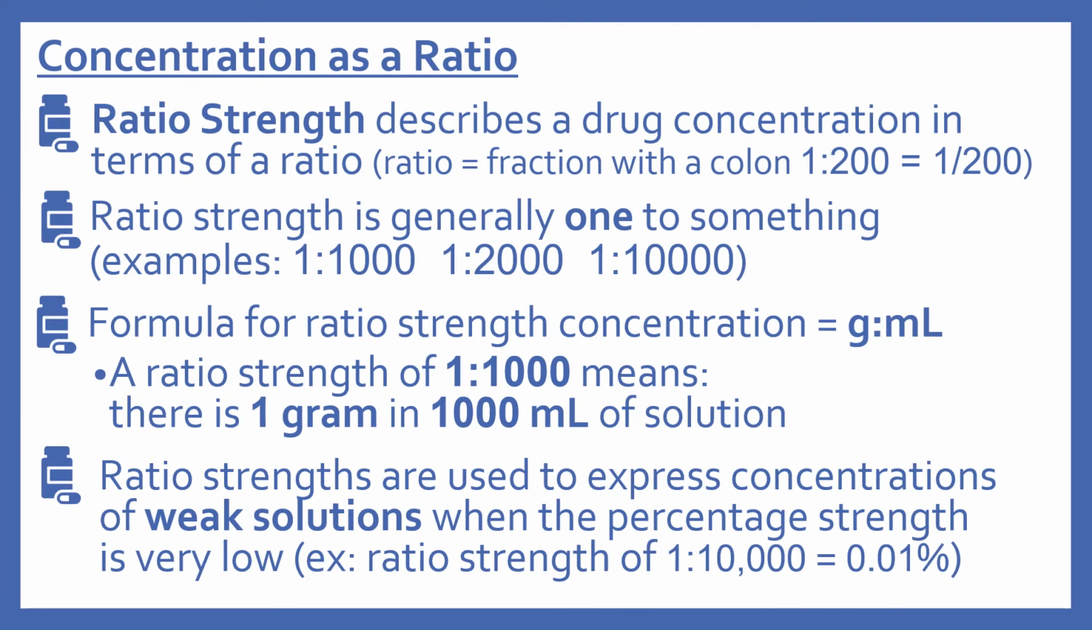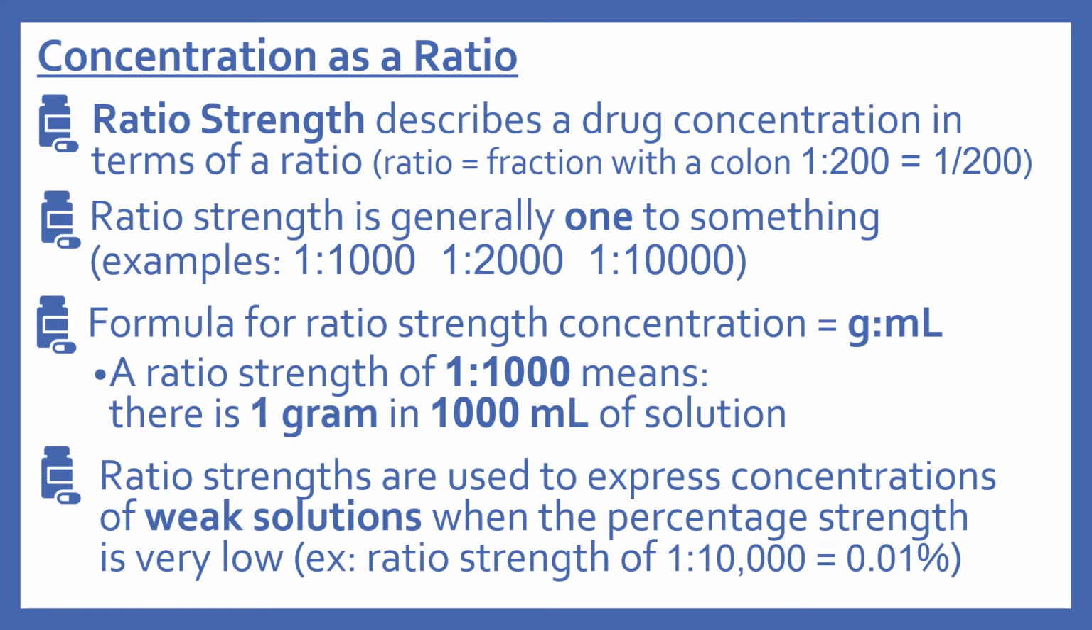Now we'll look at concentration as a ratio. Ratio strength describes a drug concentration in terms of a ratio. You can think of a ratio as a fraction with a colon. So like 1 to 200 would equal like 1 per 200. Ratio strength is generally 1 to something. So for example, 1 to 1,000, 1 to 2,000, 1 to 10,000.